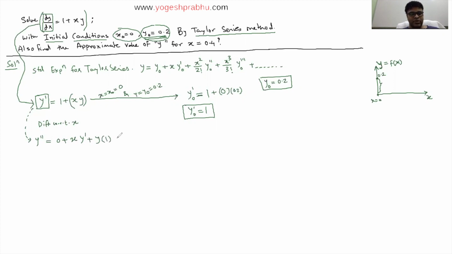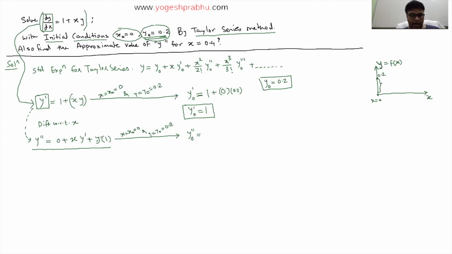Now, once we do that and we have y double dash, in this equation also you put x is equal to x naught, and x naught is 0, and y is equal to y naught, and y naught is 0.2. So you'll get this as y double dash naught. Now, from this equation, y double dash will become y double dash naught, right? The first term has got x, and the x value becomes 0. So the first term was already 0. Then this term will also become 0.